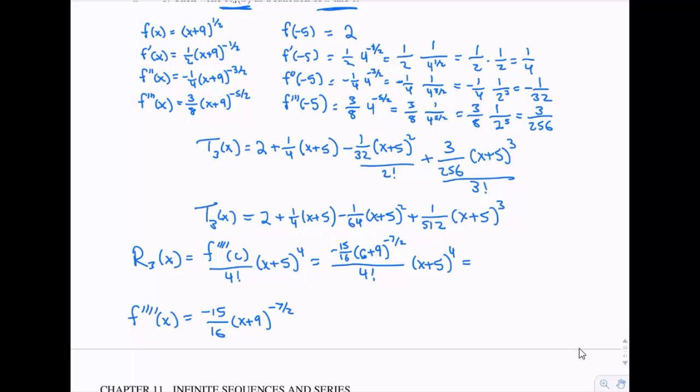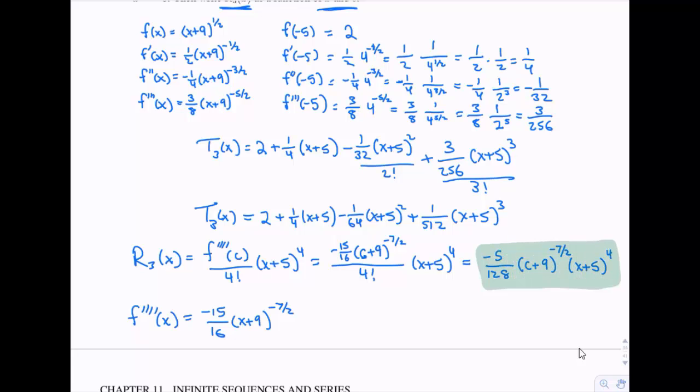Now this is not a very satisfying answer, and we can simplify it down a little bit, but this is the remainder function that has to do with both x's and c's, right? So it's going to have x's and c's in it. So now let's simplify. Let's see, the 3 out of the 4 factorial is going to help cancel with that 15. Then we're going to have a 4 and a 2, so 8 times 16 is going to be 128 times c plus 9 to the -7/2 times x plus 5 to the fourth. So that's as simple as we can make our answer look.